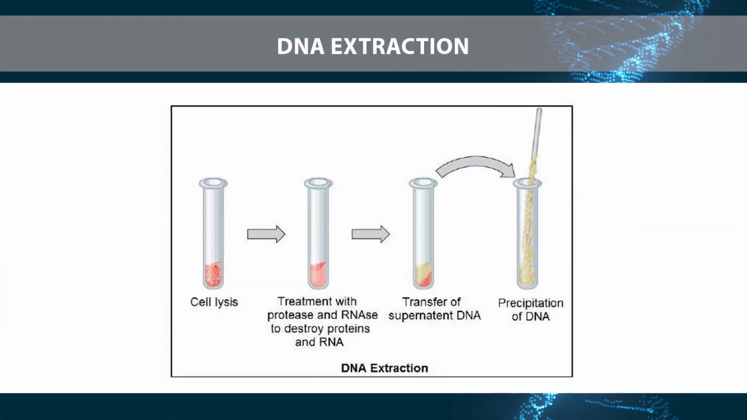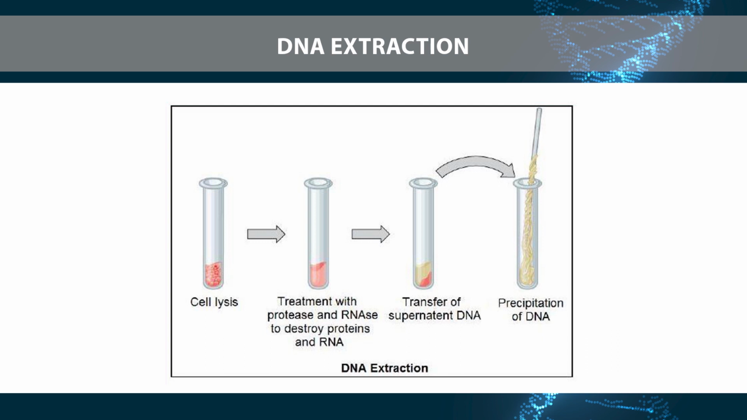This is a figure which shows in short how the gene isolation can be done. The first step is the cell lysis. Then after lysing the cell, we will treat it with protease and RNase in order to destroy the other unwanted proteins and RNA molecules. Then after that, we will precipitate all the unwanted material in the form of a pellet, and the upper clear, or translucent, liquid will be collected, which is termed the supernatant. Now, in this supernatant we have our DNA dissolved.